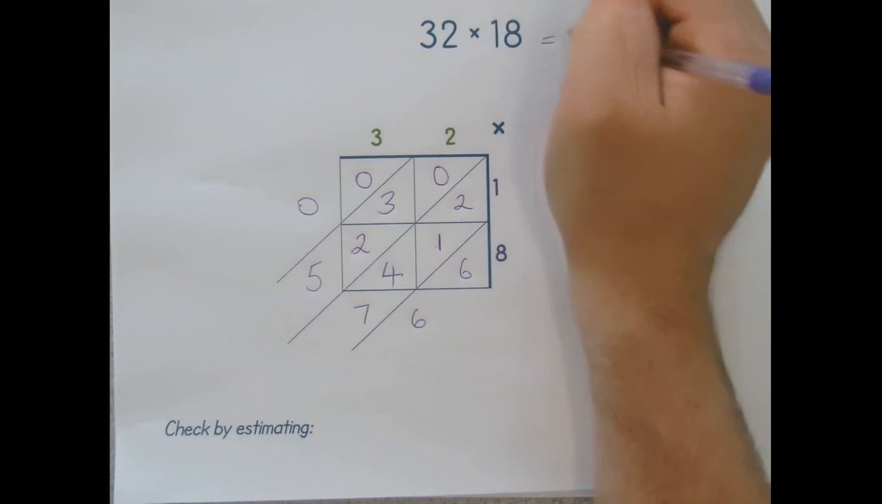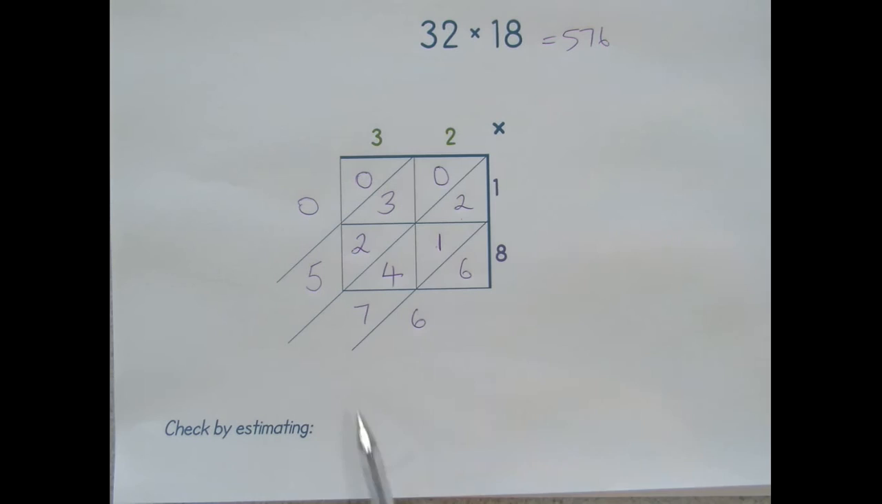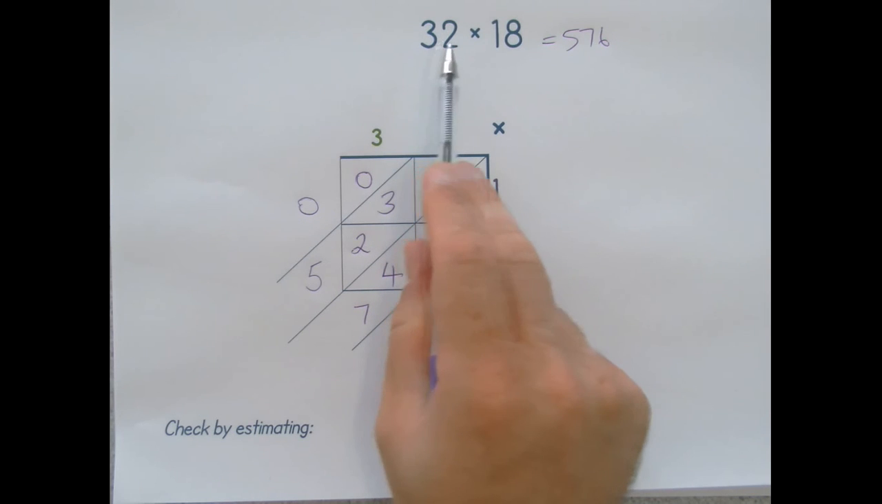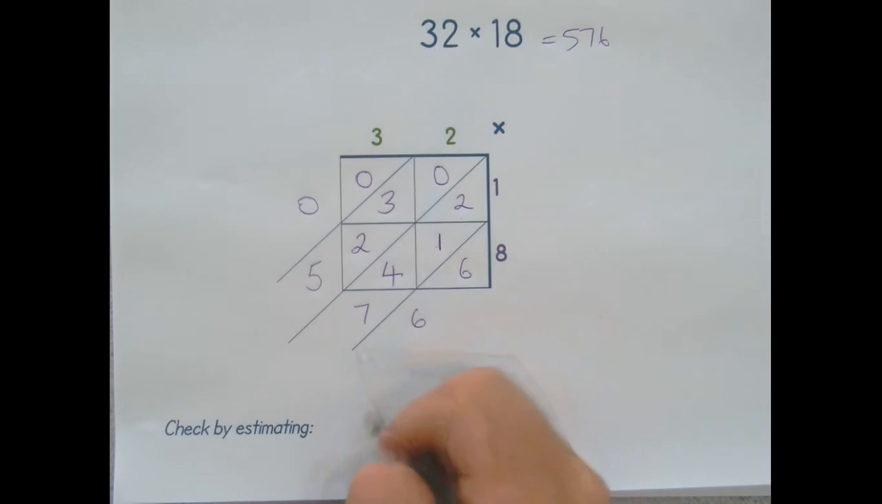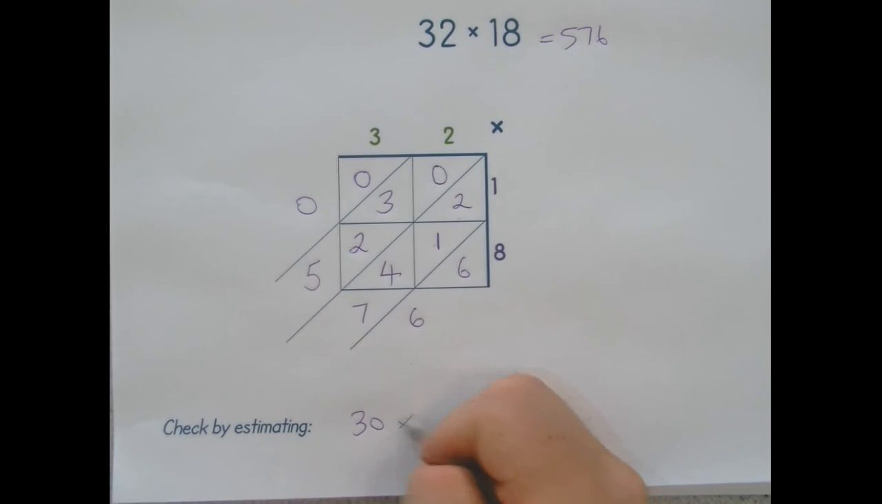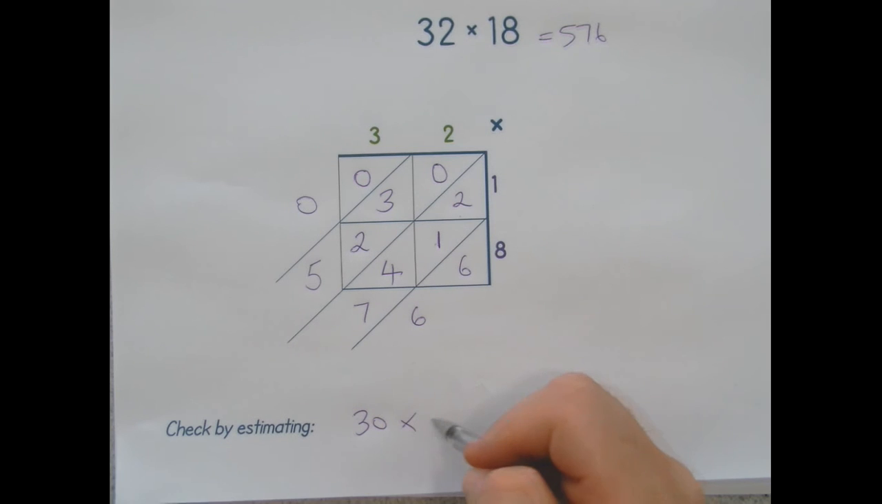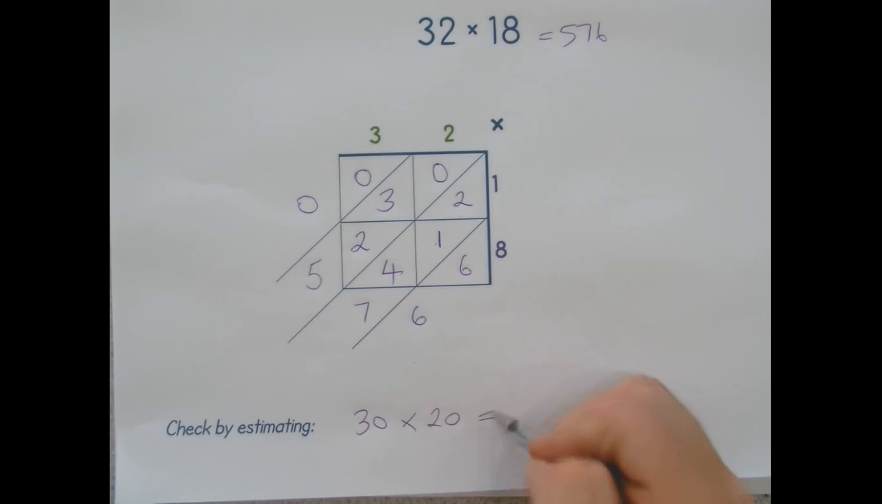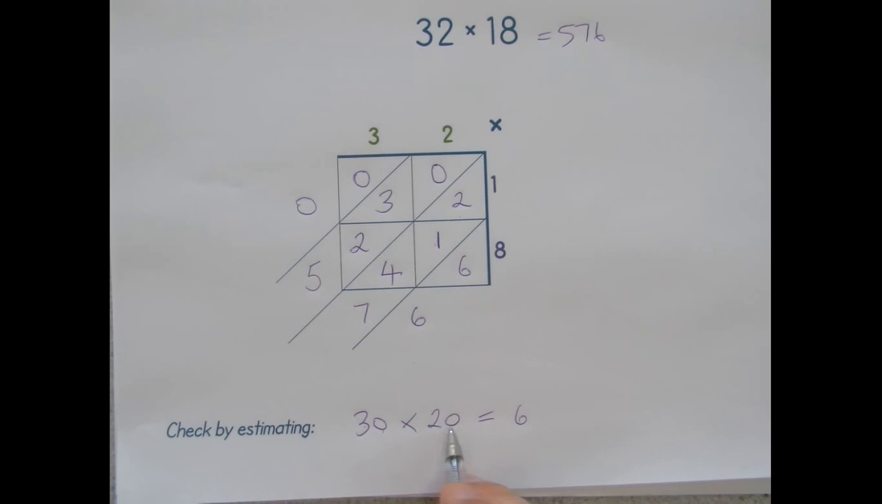So we've got 576. Now again, we could check by estimating. Now with estimating here, you want to be able to do this in your head. 32, well, it's close to 30, isn't it? 18, well, that's close to 20. If we do 3 times 2, we can do that in our heads. 3 times 2 is 6. And of course you've got the 2 zeros then added on, so you get 600. Pretty close, isn't it? It's not going to be exact because it's an estimate, but it's pretty close, and you can be confident then that this answer is correct.